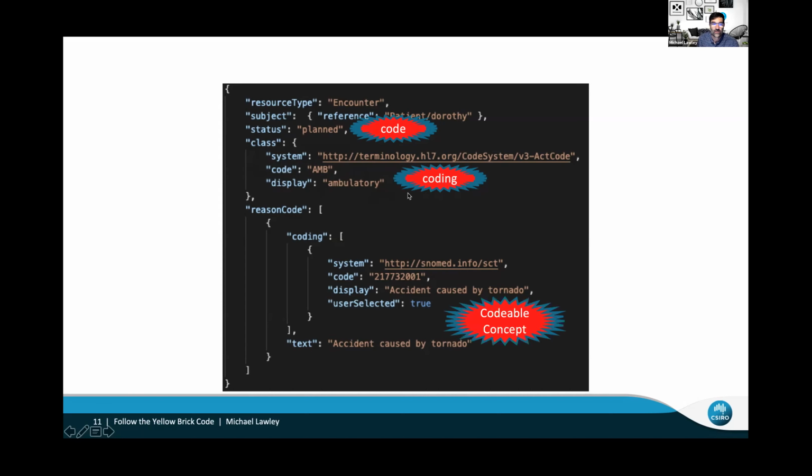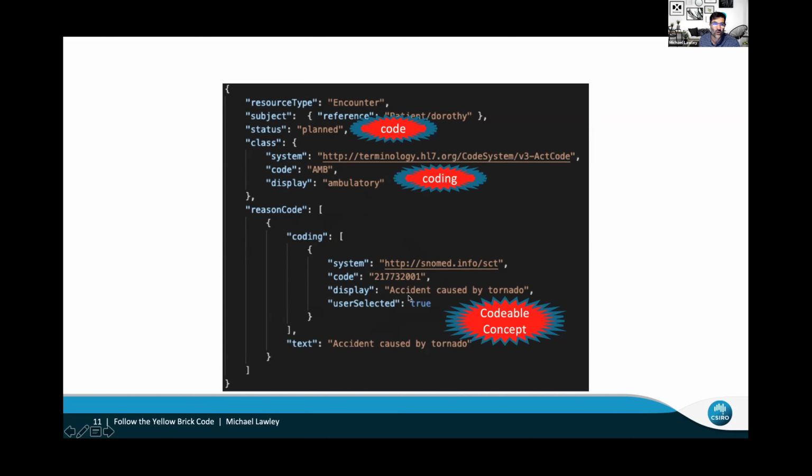And the third type we have here is the codable concept. So this reason code is a codable concept. A codable concept consists of 0 or more codings. So we see here a single coding, and this single coding also includes the extra field user selected, so that we indicate here that of the codings, this one was actually the one that was selected in the display.